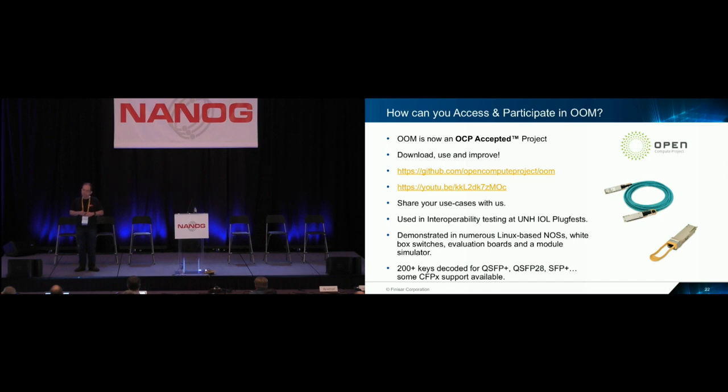It is being done in interoperability testing within the University of New Hampshire, as I mentioned, and it has been demonstrated with multiple combinations of switches, NOS, and so on and so forth. There are about 200 keys already decoded for all types of transceivers that you can see there, including more recently some CFP support, which is still being used in routers primarily, not so much in switches.